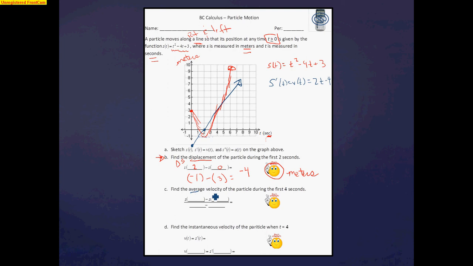Find the average velocity during the first 4 seconds. That is a slope of the secant. So that is s of 4 minus s of 0 over 4 minus 0. But s of 4, oh, hey, wait, that's 3. 3 minus 3 over, who cares? That's 0. Don't forget units. It's not meters, it's meters per second.